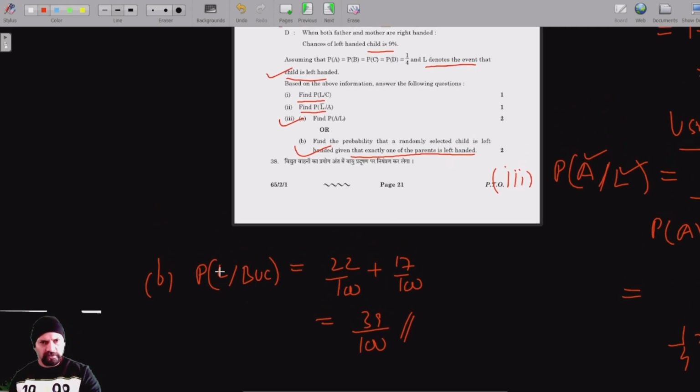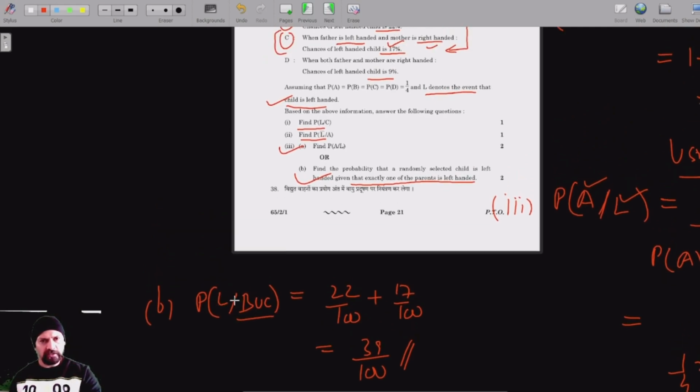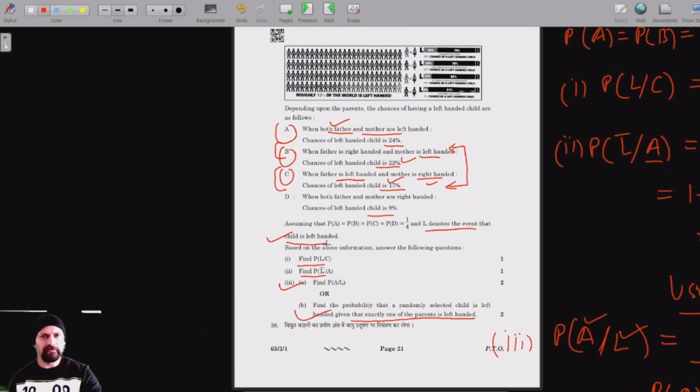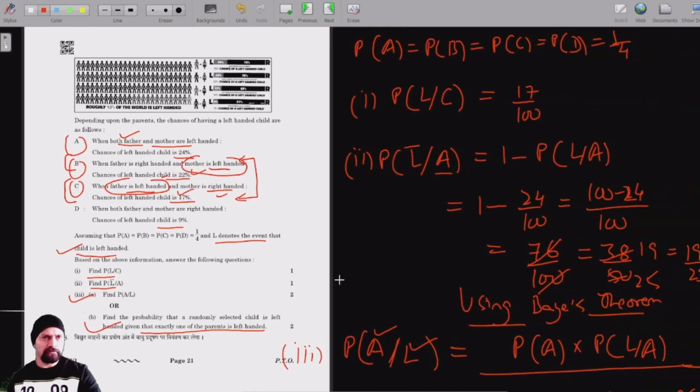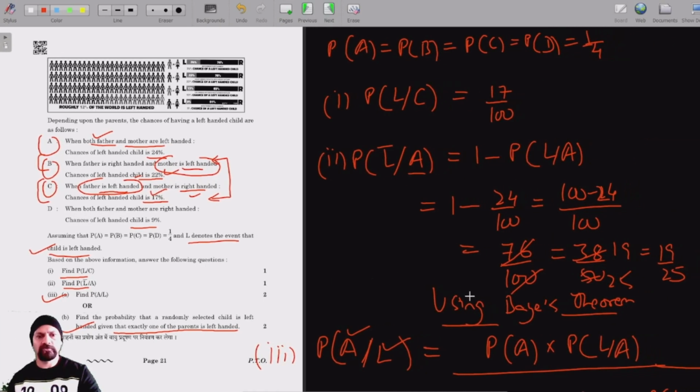So this is the probability of getting a left-handed child where exactly one of the parents is left-handed, which is options B and C, where the mother is left-handed or the father is left-handed. So either one of them is left-handed. And this is also our question number 37. Let's move on to the last one.